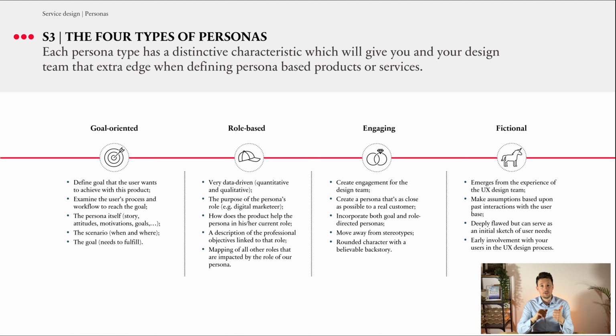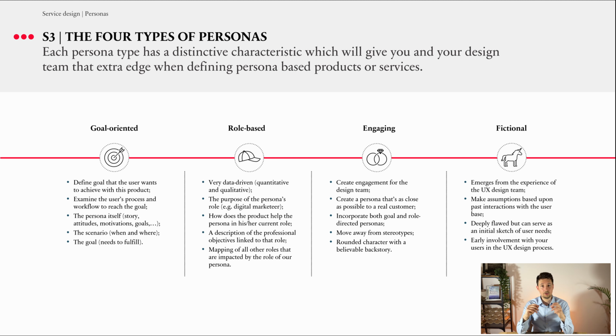The first element is the persona itself, where you describe what the story is about, attitudes, the motivations, the goals, and the pain points. The second element is the scenario. This element defines when, where, and how the story of the persona takes place. The scenario is in fact the narrative that describes how the persona behaves as a sequence of events.